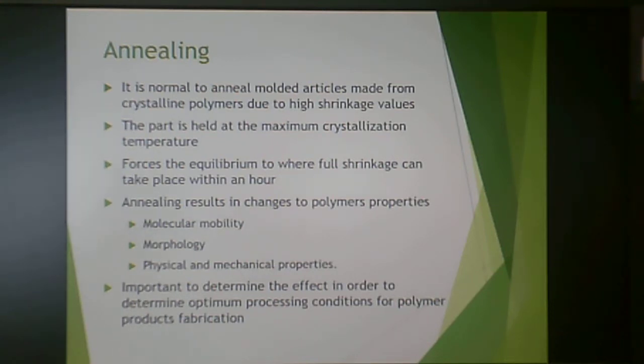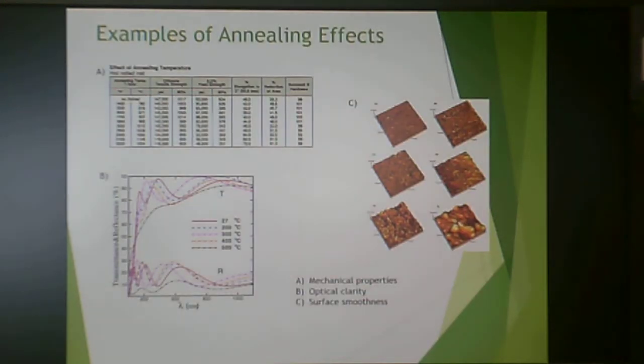So annealing can be a very useful step when dealing with semicrystalline polymer. Annealing can have a variety of different effects. Here we have mechanical properties, B is optical clarity, that's down here, and then C is surface smoothness.